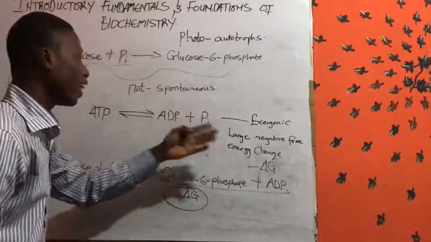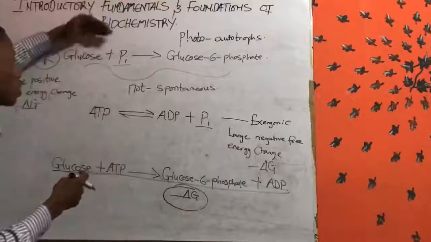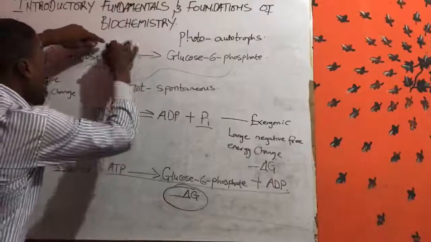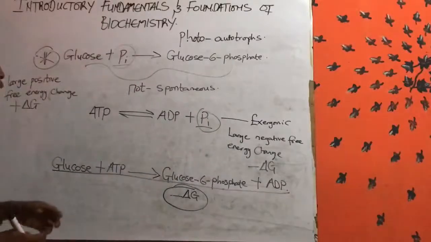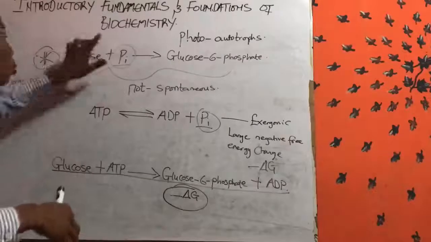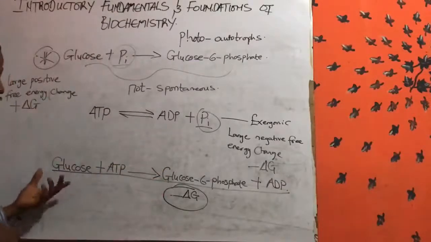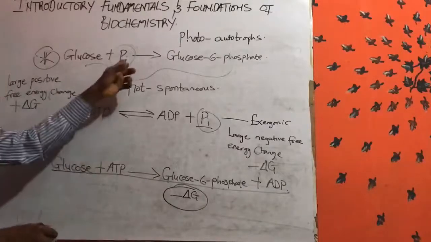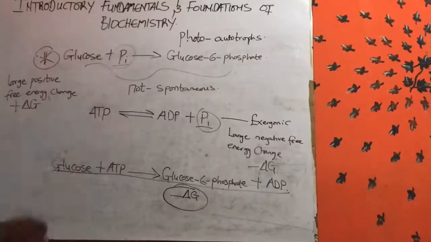Now, the large negative free energy here can be coupled to my previously non-spontaneous reaction. Why? Because of the presence of the same intermediate. The presence of the same intermediate gives me a ground to incorporate these two together. Good. By the time I incorporate these two together, I will be having glucose plus inorganic phosphate, first of all, no, because that's not feasible, not spontaneous.